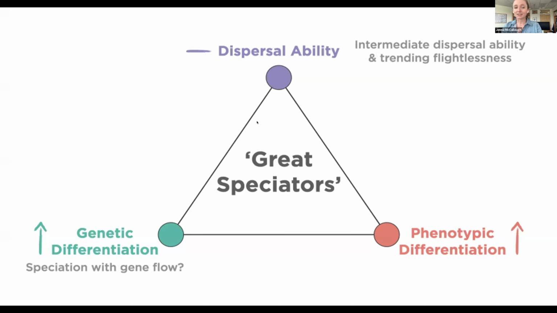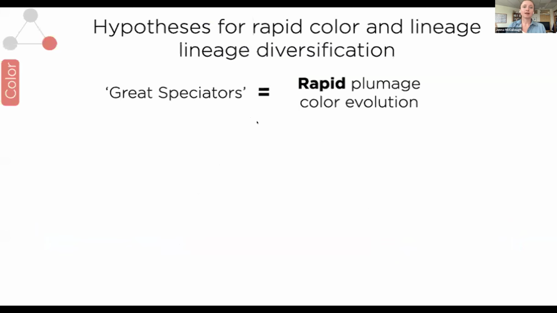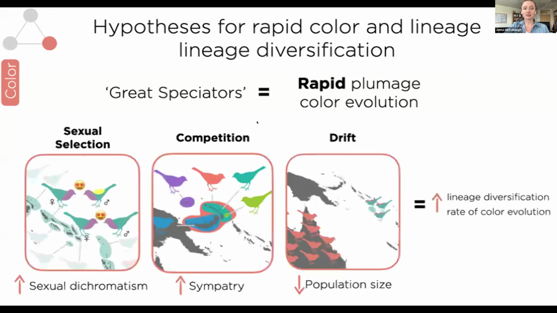Now, what about phenotypic differentiation? The defining characteristic of great speciators is their incredible phenotypic diversity across island systems. This has been focused on feather patterns and colors. Hypotheses for why color might evolve rapidly include sexual selection, in which more sexually dichromatic species evolve color faster, competition, in which sympatry between closely related species contributes to faster color evolution, and neutral processes, in which drift in small populations contributes to faster color evolution.